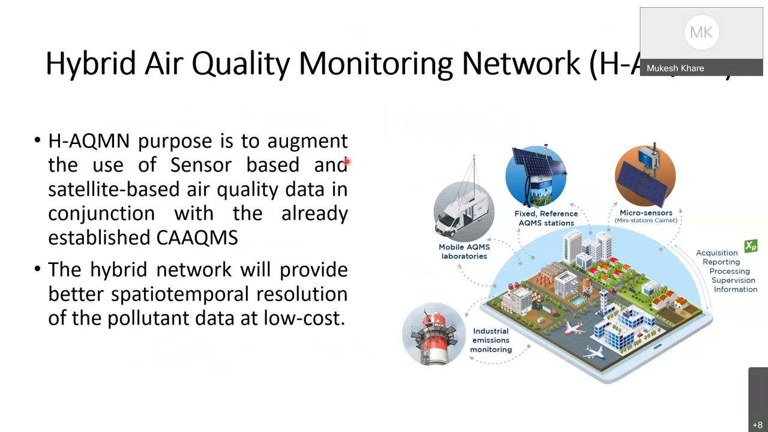Now, what is a hybrid air quality monitoring network? I have given a reference image at the right. It represents what a hybrid air quality monitoring network looks like. It includes the data from our fixed stations such as CAQMS, the manual stations, and industrial CEMS, industrial monitoring stations. Satellite data can also be used for various purposes, such as calculating aerosol optical depth for PM2.5, and we can use sensors for particulate matter data and gaseous sensors. We can use these sensors and satellite data with the already established CAQMS to augment the data quality, and the spatiotemporal resolution of the data will also increase at very low cost, as the cost of sensors is very low in comparison to BAM or any other station.